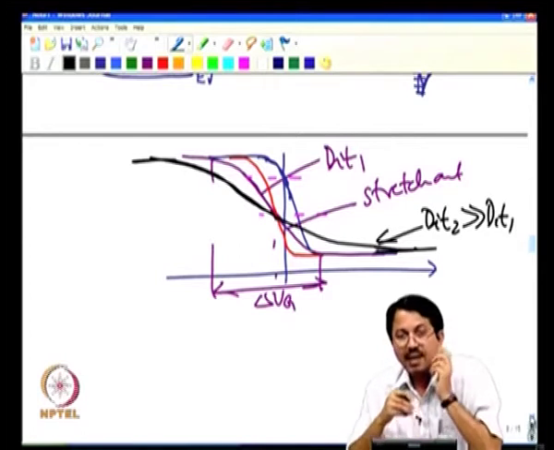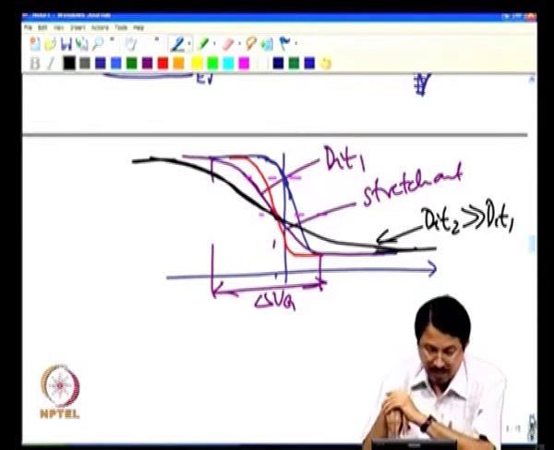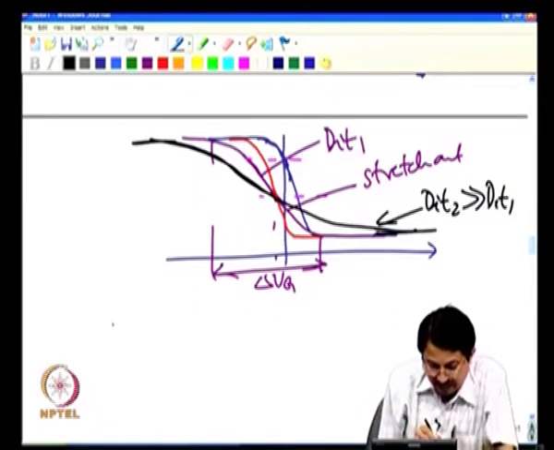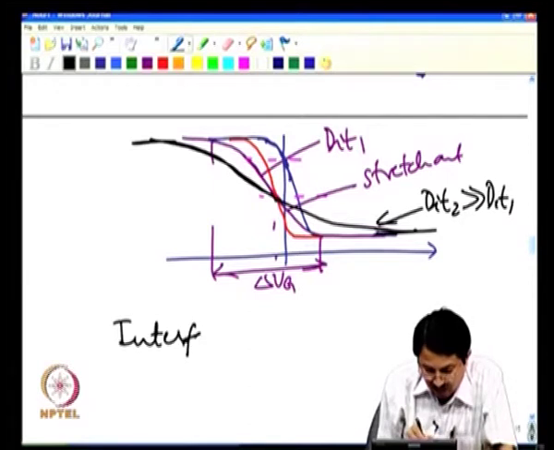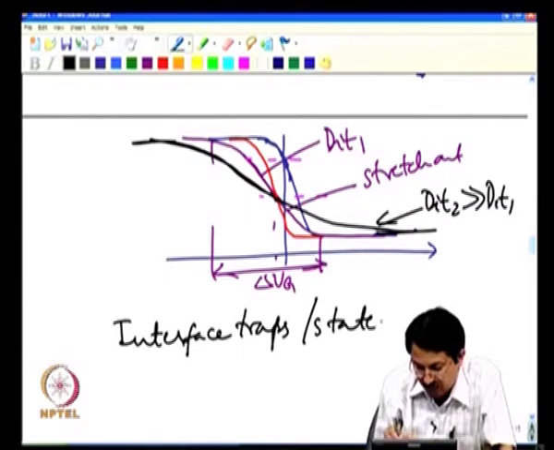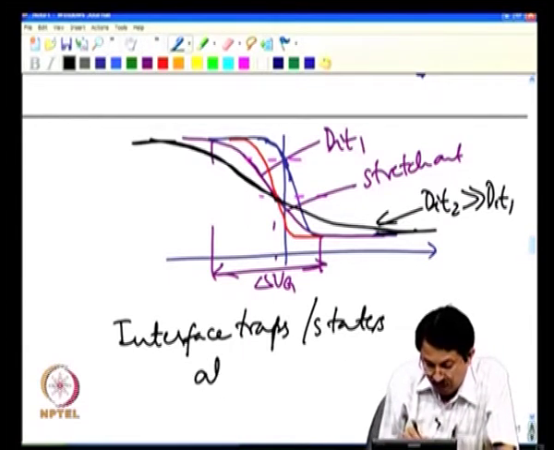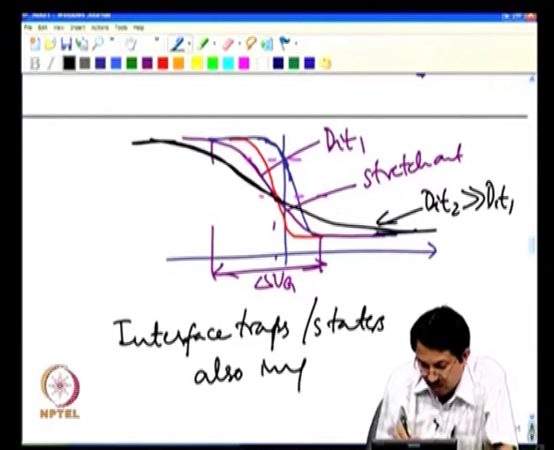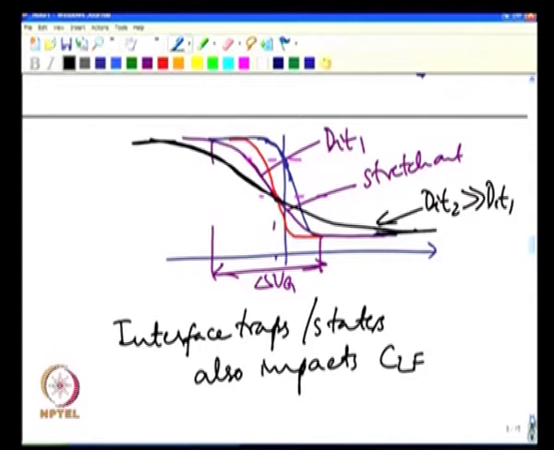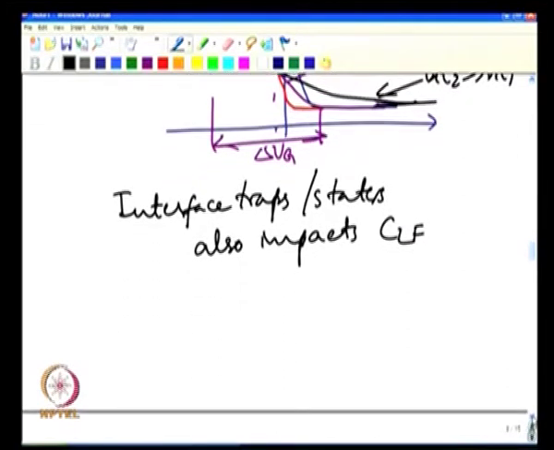This is as far as high frequency capacitance is concerned. Okay. Now, there is something interesting, and that is this: interface states, or traps or states, we use them interchangeably, also impact CLF, the low frequency capacitance. Now, that is a little bit interesting thing to look at.